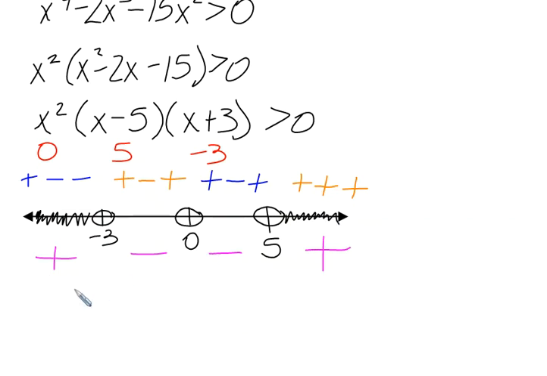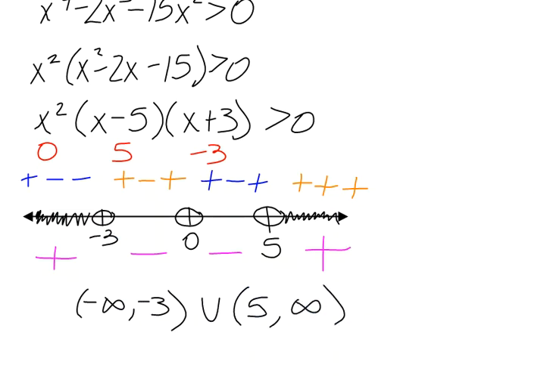And now we have our interval notation. Negative infinity to negative 3 with a normal parenthesis, because negative 3 doesn't work, union, parentheses, 5 to infinity. There's our final answer in interval notation. We also have the number line and the factored form. When dealing with polynomial inequalities, this is essentially what we consider.